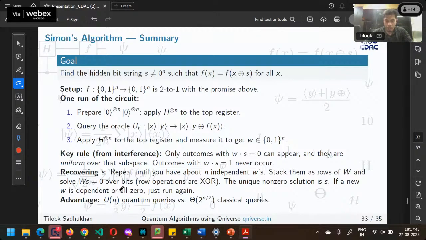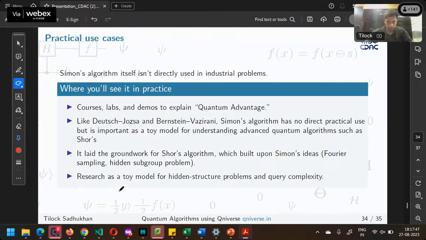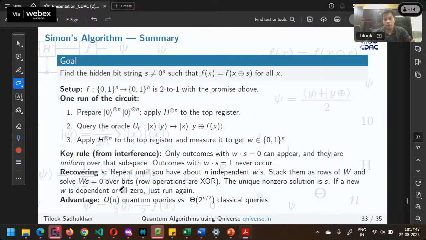I hope you have a good understanding about what Simon's algorithm is and what we are trying to do with this algorithm.